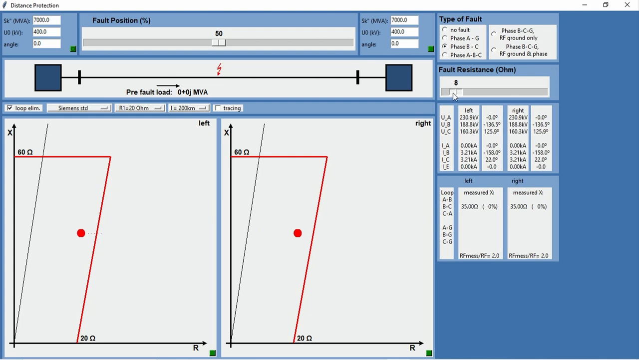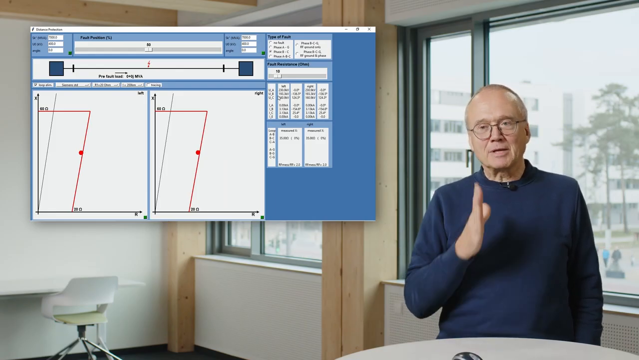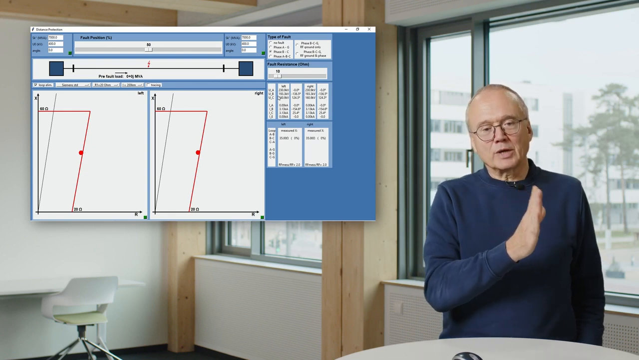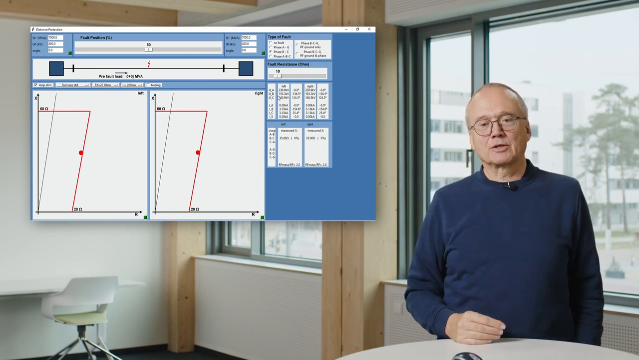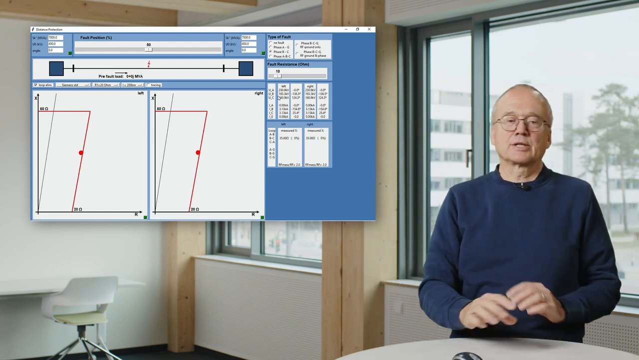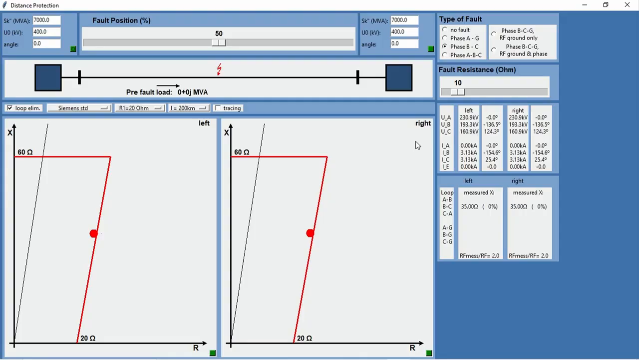We move now much faster to the end. That means already with 10 ohms, we are now reaching the limit. We have a setting of 20 ohms, and we are approaching the limit already with 10 ohms due to the short circuit current coming from the other side. But, and that is the good thing, we still move horizontally.